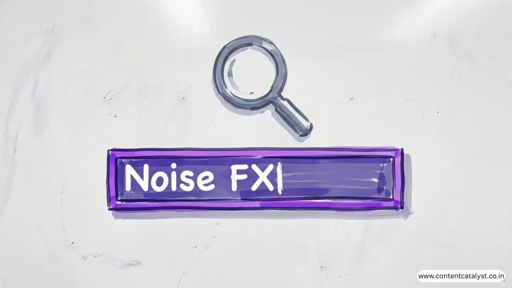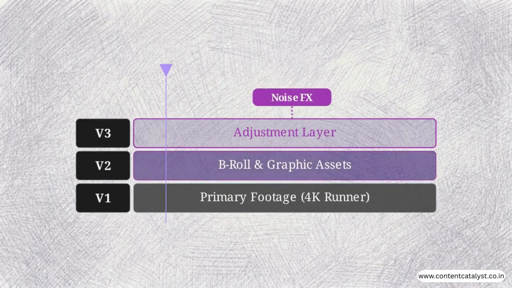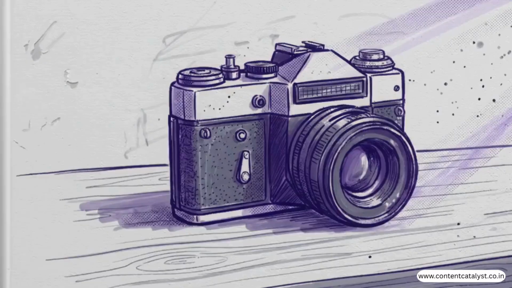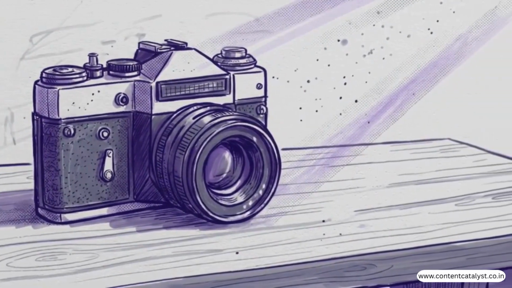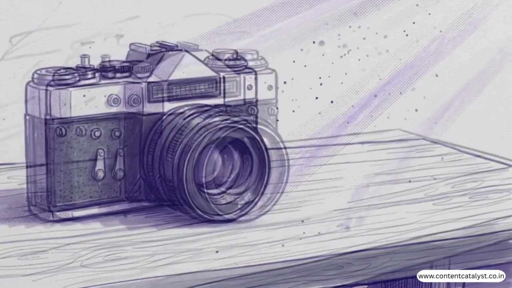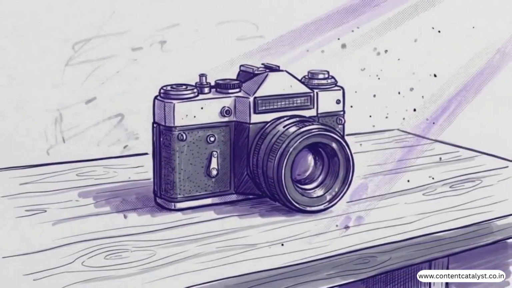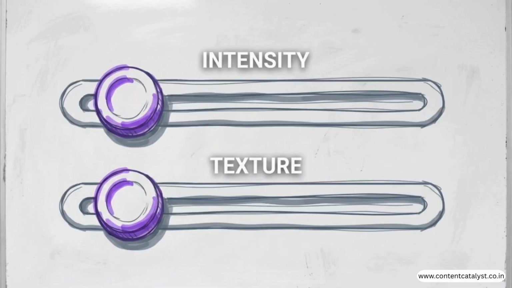Next, we'll address the digital texture. Open the Effects panel, search for Noise FX, and apply it to an adjustment layer placed at the very top of your stack. You'll see the footage take on a more cinematic quality. This effect introduces a film-like grain that softens the clinical look of digital 4K video. Access the effect controls and dial back the intensity and texture sliders. Keep these values low to get that nostalgic aesthetic without losing clarity.